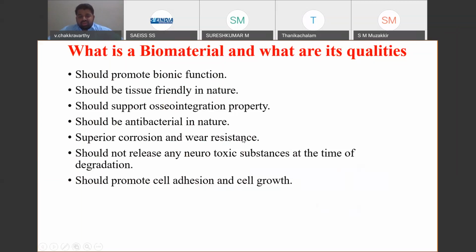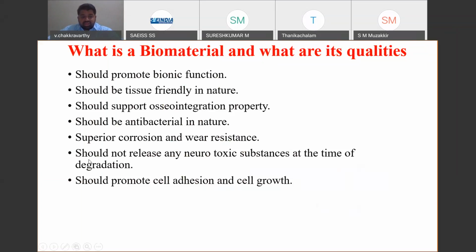Then another one is the wear resistance. Say, for example, femur bones or some kind of prosthetics will have a rubbing action. One implant material will be rubbing with the other material, which will lead to the release of some micro debris. So your implant material should be a more wear resistant material.